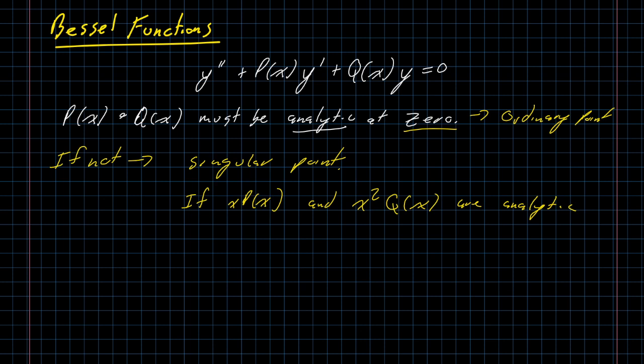Now, when we have a singular point, we still might have a lifeline. If it turns out that x times p of x and x squared times q of x are analytic, we have a regular singular point. And for a regular singular point, we have hope. If that's still not the case, then you have an irregular singular point, and you need to find a completely different approach to solving the equation.